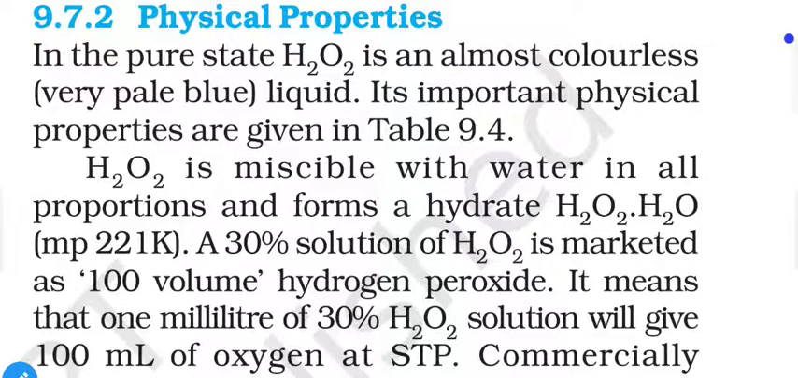So a 30% solution of H2O2 is marketed as 100 volume. What it means is, if you have 1 liter of H2O2 solution, it will produce 100 liters of oxygen gas, and then it is called 100 volume. So a 30% solution of H2O2 can produce 100 times more oxygen than the volume of the H2O2 solution. The H2O2 solution will be in liquid form and the produced oxygen will be in gaseous form.